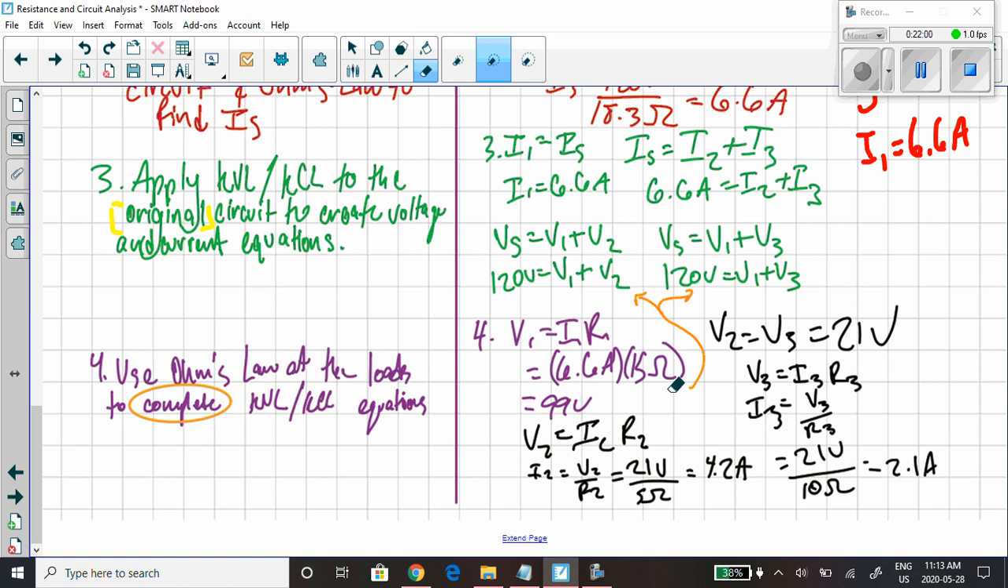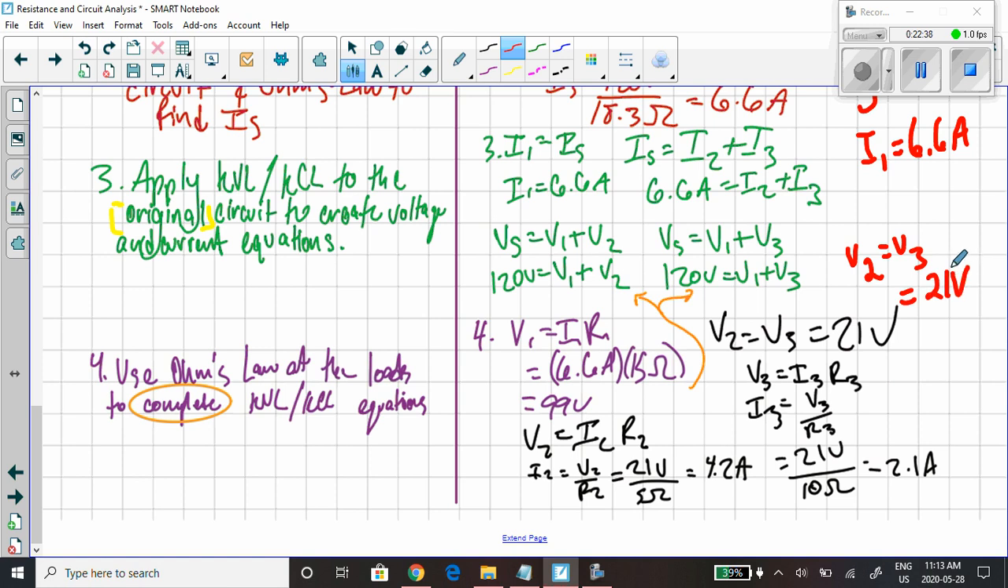Then we take that 99 volts. Look at what I've drawn here. I've drawn the arrow here. I take that 99 volts and I put it into this equation for V1. If I do that, now I have only one unknown in the equation. And that means I have 120 is equal to 99 plus V2. 120 volts is equal to 99 volts plus V3. It means both V2 and V3 are 21 volts. So look, I've just calculated that V2 equals V3 and it's 21 volts.